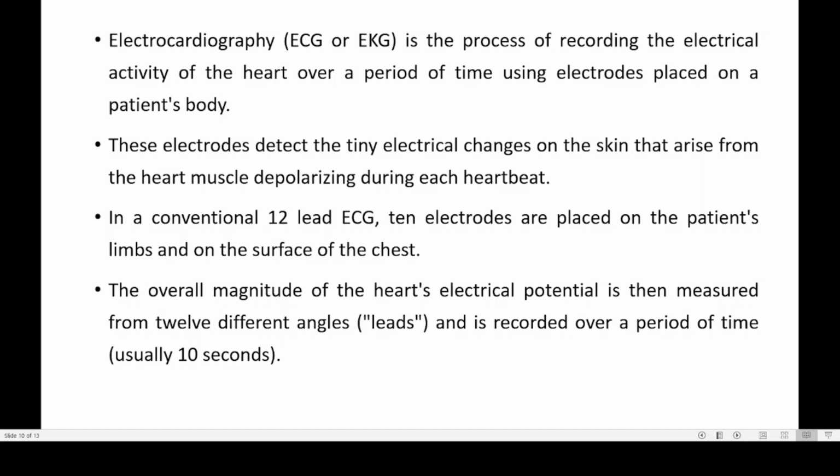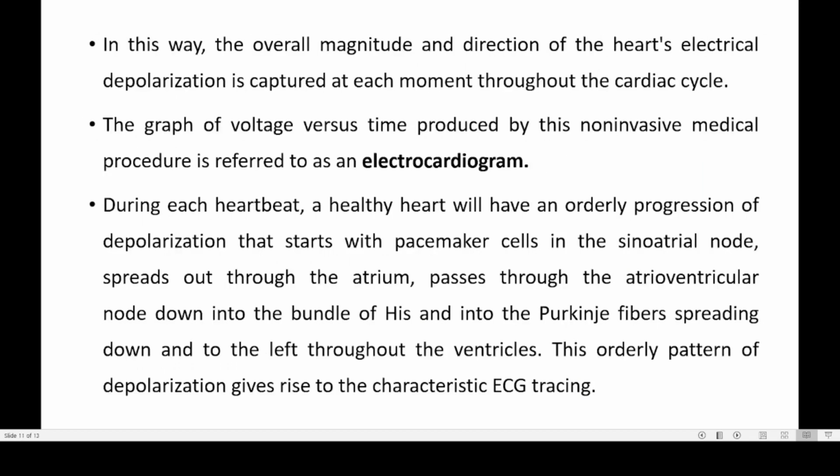The ECG machine or ECG apparatus will be measuring the electrical activity. Then the overall magnitude and direction of the heart's electrical depolarization is captured at each moment throughout the cardiac cycle. What is a cardiac cycle? One contraction and one relaxation constitute a cardiac cycle. So during one cardiac cycle, during one contraction and relaxation of the heart, what is happening to the electrical voltage or current produced by your heart muscle? That is what is measured during the ECG.